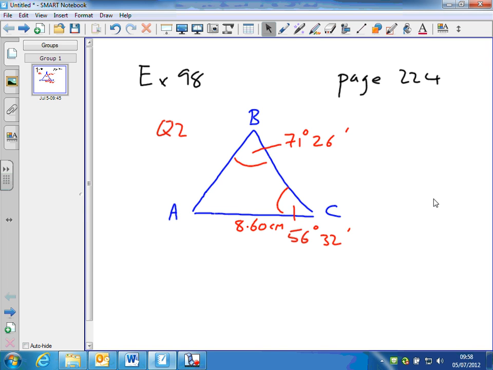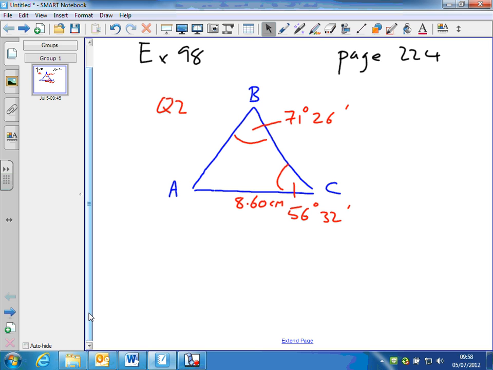Exercise 98, page 224, question 2. In this triangle, I've drawn out the triangle and put in the information in the question. I've picked this one to have a go at because the angles are given in degrees and minutes, which we need to just quickly look at. And the question asks you to solve this triangle.